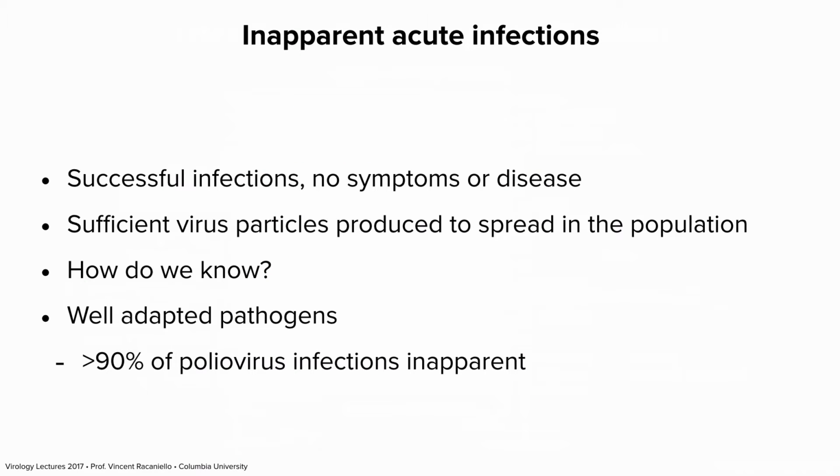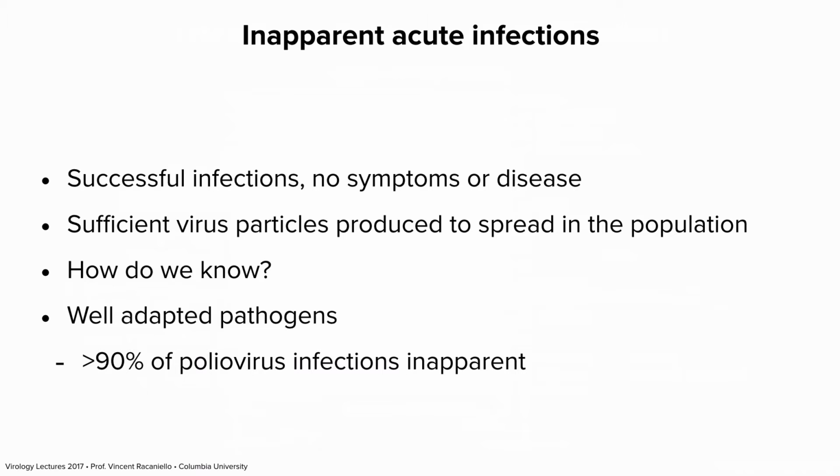There are also inapparent acute infections. Not every infection may give symptoms of disease. If the virus is multiplying, of course, it will make signs of disease. Inapparent acute infections are successful infections with no symptoms or disease. In these infections, sufficient virus particles are made so that they can be shed and spread in the population.